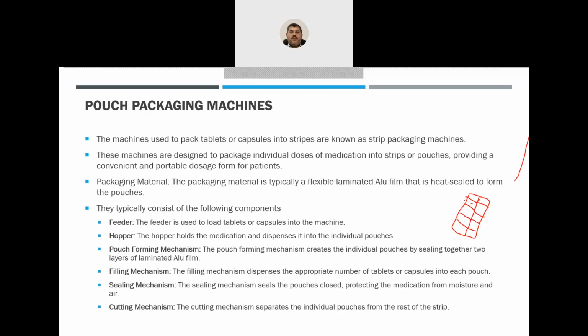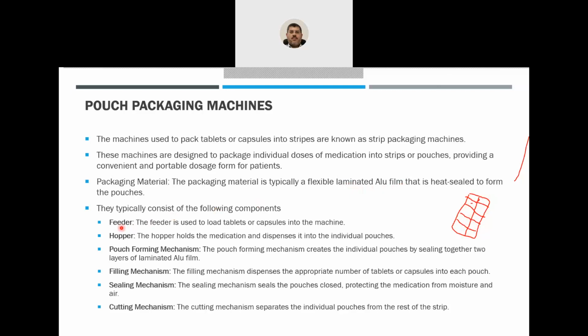Okay. So the packaging material is typically flexible laminated alu film that is heat sealed to form the pouches. But here in each pouch there is only one tablet. So you create pouches. You have two flat films of aluminium. Alu film means aluminium, laminated usually from inside with probably plastic material like PVC. And they will come into two rolls against each other. And then by sealing, you create pouches, means there is a cavity inside. And here there is only one tablet or capsule in each pouch.